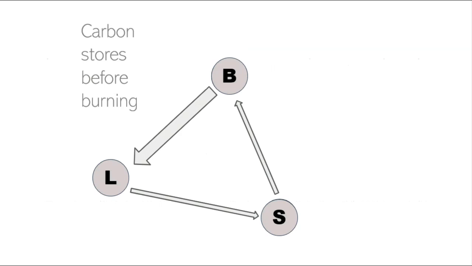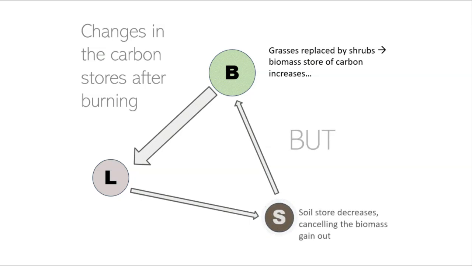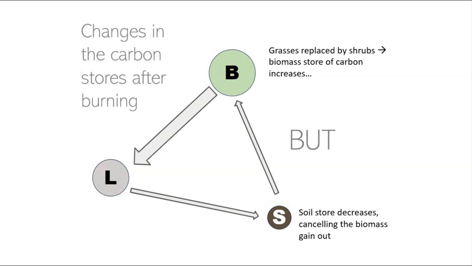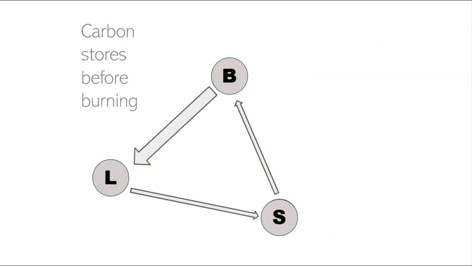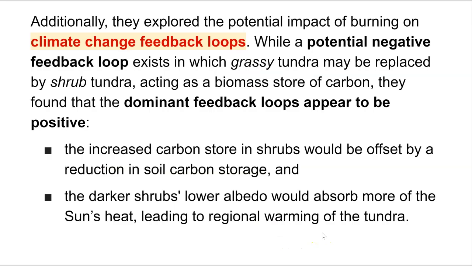Let's have a look at that. Here we go. This is the burning that takes place. Then after the burning, the shrubs grow, the biomass store increases, absorbs more carbon. Yay! Oh dear. But the soil store decreases, cancelling that out. So it looks like before the burning, here comes the burning, afterwards the shrubs, we're getting that lovely little negative feedback loop, but no, actually what happens is that the soil store decreases. Watch it, here we go, down here, soil store is going to decrease, cancelling that out. So the increased carbon store in shrubs would be offset by a reduction in the soil carbon storage. That's the feedback loop, a positive one that reinforces the change.